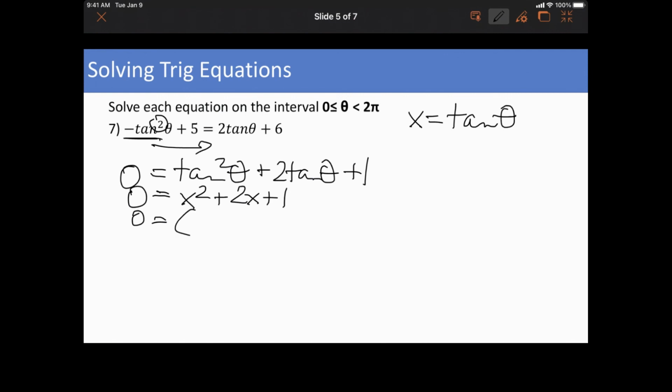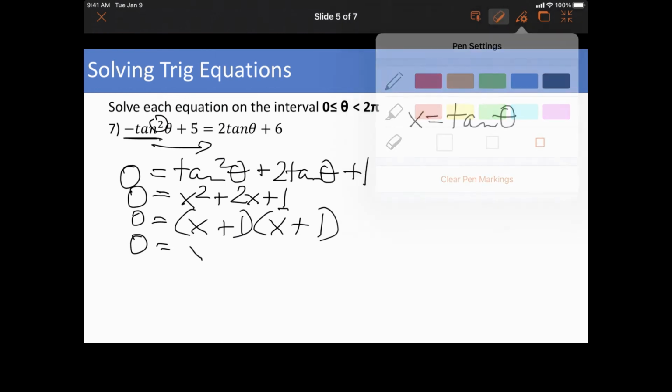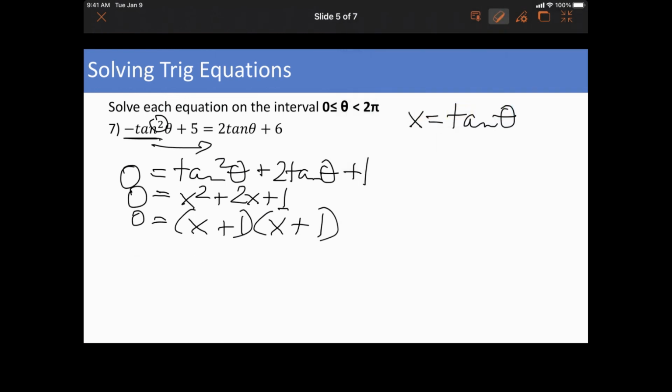That's nice, right? I was going to say that's not so bad. So factors of 1 are 1 and 1, plus plus. So my answer is x, oops, it is 0, my bad. X equals -1. All right, so now I'm going to substitute that back in. So it's tangent theta equals -1.